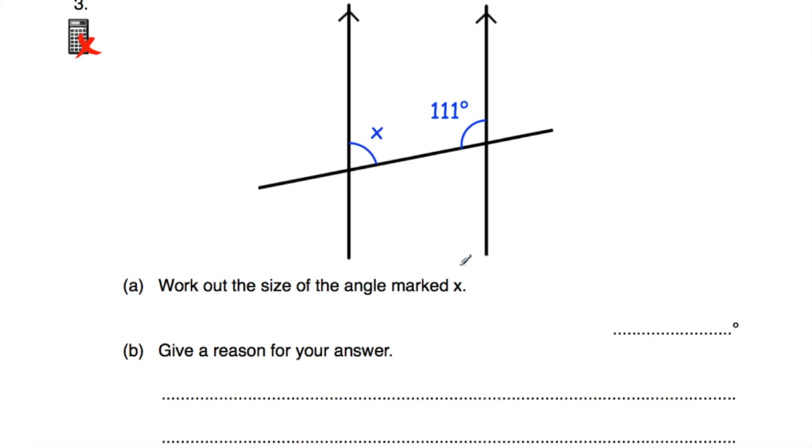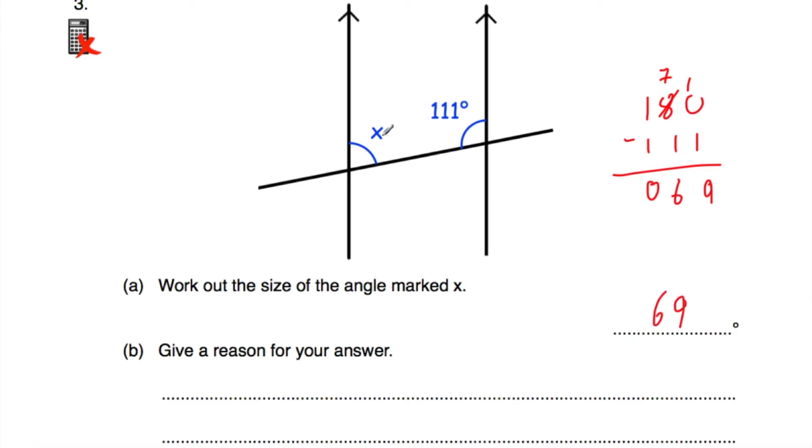Okay, so work out the size of the angle marked X. That's a calculator-free question, so we're going to have to do 180 subtract 111, and then we're doing our subtraction. 0 take away 1, let's borrow, that's now 7 and a 10. 10 take away 1 is 9, 7 take away 1 is 6, and 1 take away 1 is 0. So the answer is 69 degrees.